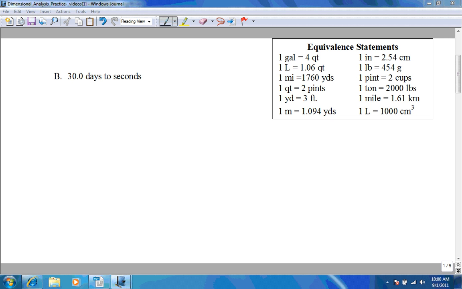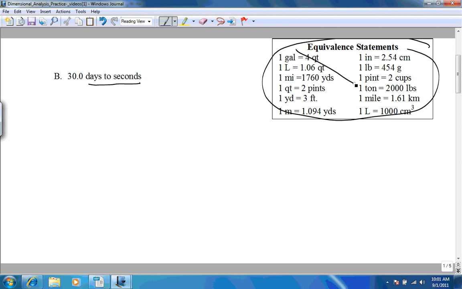Okay, so with this one, we notice that we're going from days to seconds. Try that again, from days to seconds. Now, over here, we're not really even going to worry about this information because we know from our experience how many seconds are in a minute, how many minutes are in an hour, and so on and so forth. So we're just going to write out our own conversion factors.